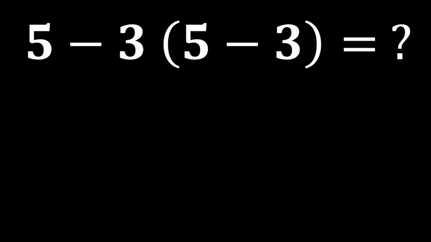The question is, 5 minus 3 multiplied by 5 minus 3. According to PEMDAS, we first calculate inside the parentheses. 5 minus 3 becomes 2.